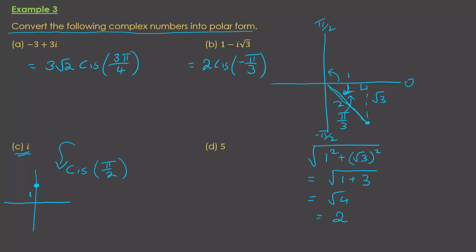Now what about 5? So 5 is over here at a distance of 5, and of course the angle there is 0. So this one here is 5 cis 0, and hence cis 0 is just 1.